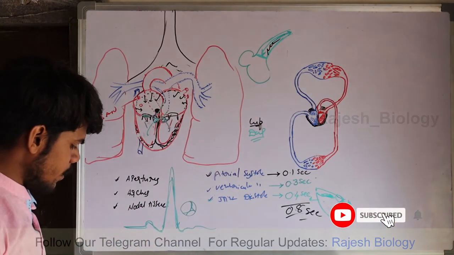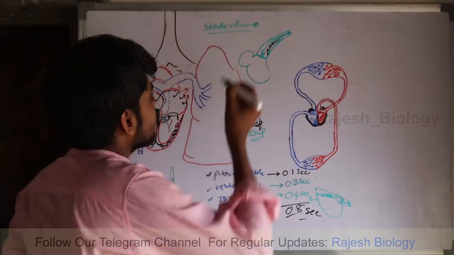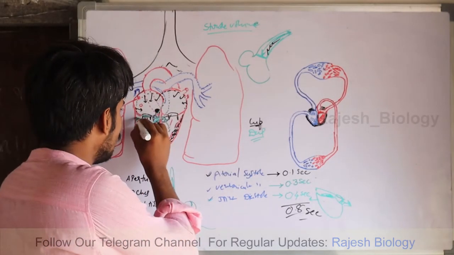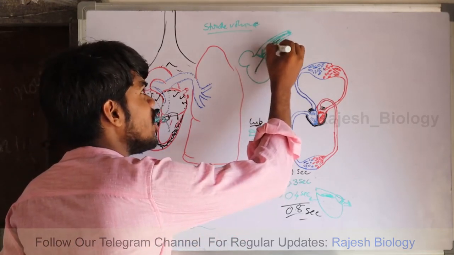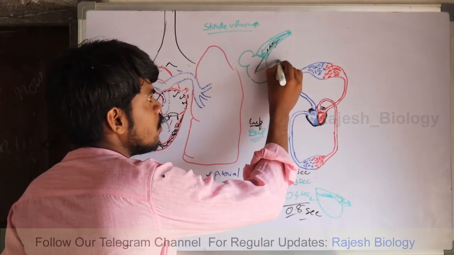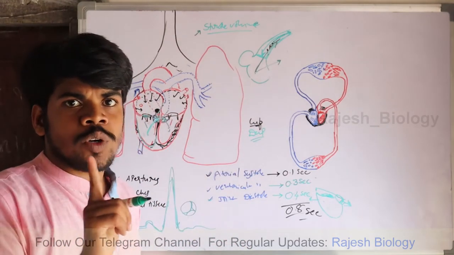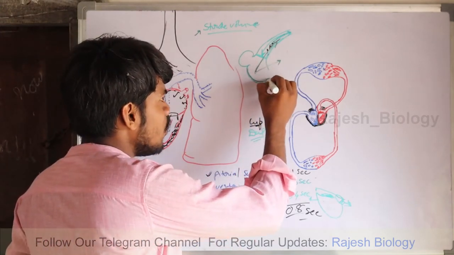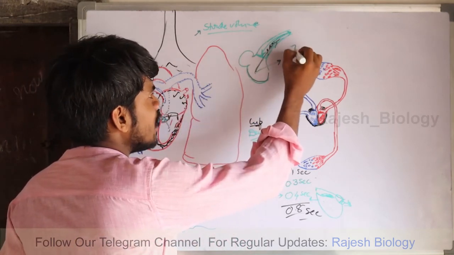Okay, and there are some important points, known as stroke volume. The volume of blood pumped out by each ventricle for each heartbeat. The volume of blood which is sent out by each ventricle for one stroke, that means one heartbeat, is known as stroke volume. It is nearly 70 ml.